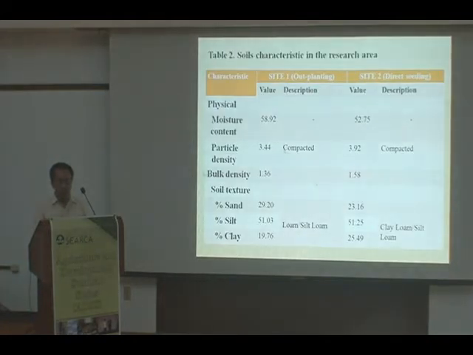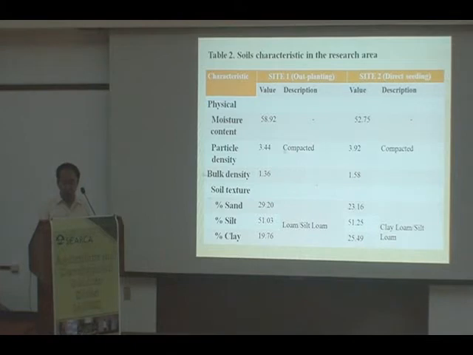Okay, these are the characteristics of the soil after the implementation. It has a moisture content ranging from 52 to 58. Actually, I have 2 sites. One site I'm dealing with outplanting of seedlings, and the other one is for direct seeding activities. For direct seeding, the moisture content is 52.75. Then for outplanting, it's 58.92.